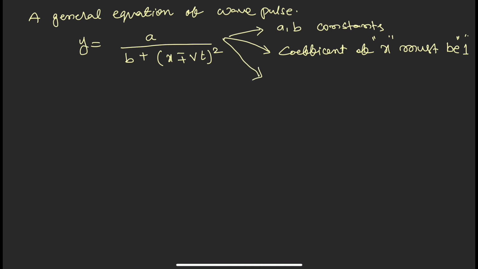Okay, next one, amplitude. What is the amplitude? Amplitude of pulse is equal to a by b. Amplitude is the maximum displacement. Maximum displacement means the denominator should be minimum, so the x minus vt term should be neglected. Then a by b is the amplitude of the pulse.